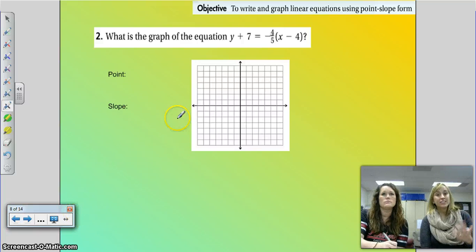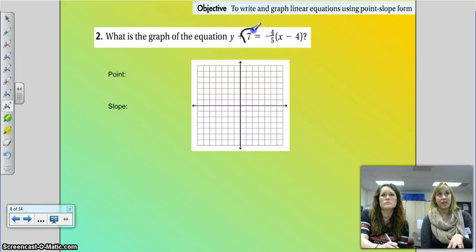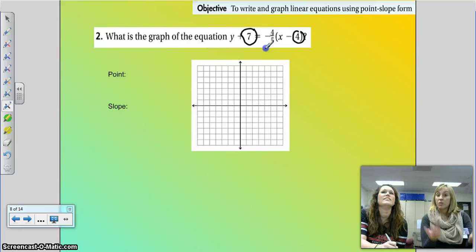Again, the hardest thing here, guys, is just figuring out what the point is. Okay? What's the point? I'll tell you the point. So I see that I'm going to look at my x value first.